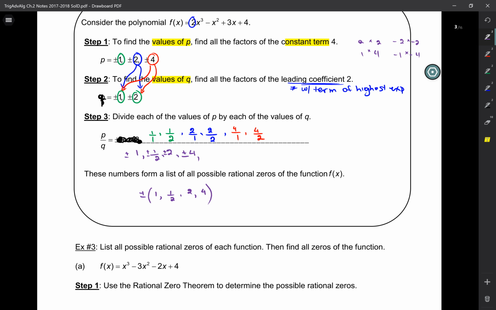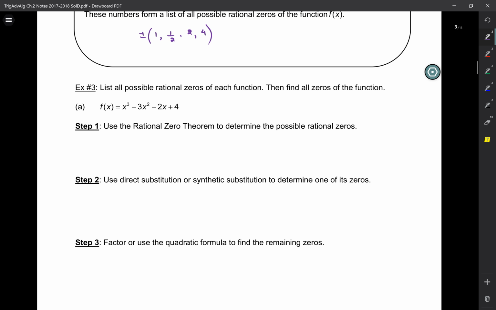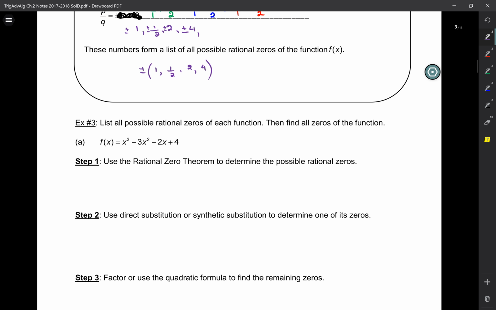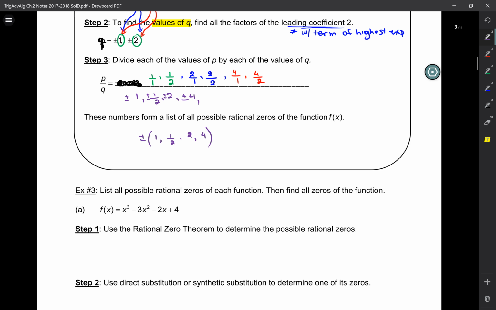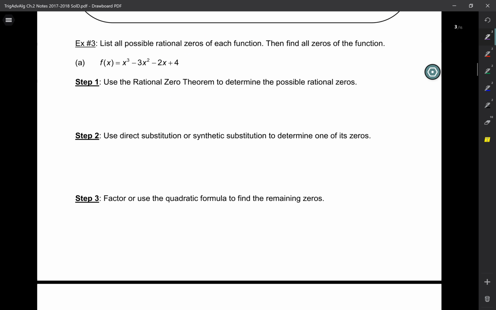All right, why don't I have you guys do this next one? In this next one, use the rational zero theorem to determine the possible zeros. Step 1 is everything we did up there.